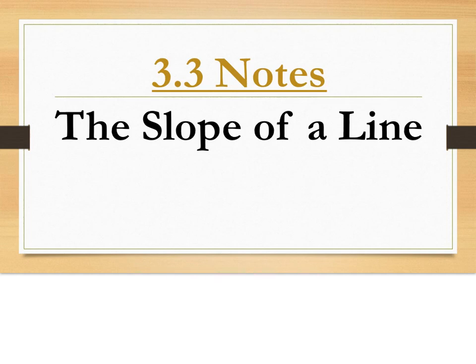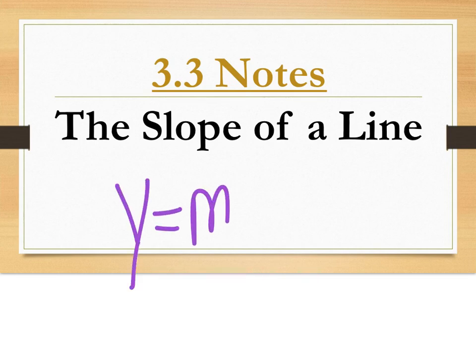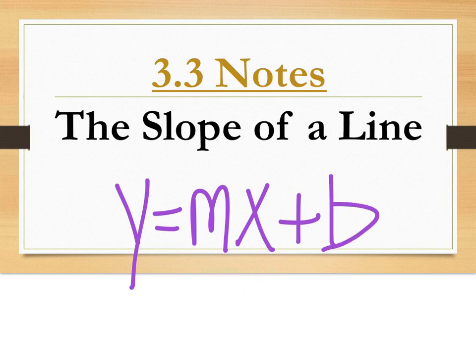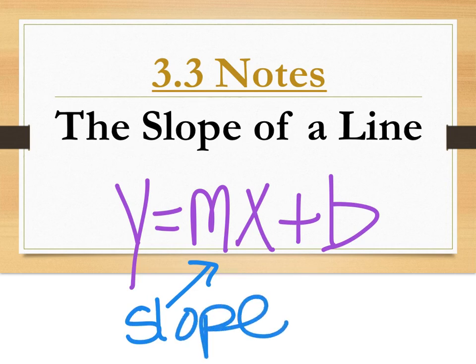Today is Chapter 3, Section 3. We're learning about the slope of a line. If you remember this guy from algebra, when I think of Algebra 1, I always think of y equals mx plus b. If you remember him, that is our slope. And we're going to use two different ways to find slope in this particular section, and I'm going to talk about those next.